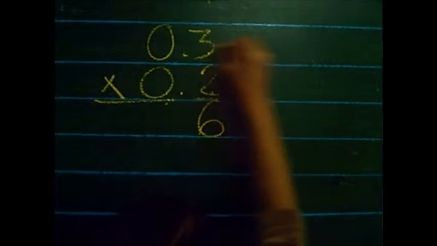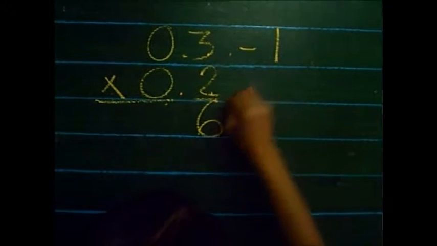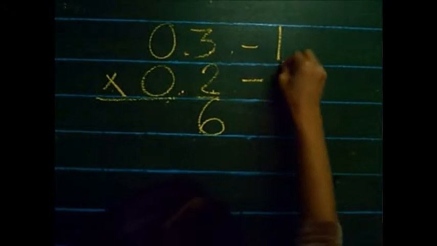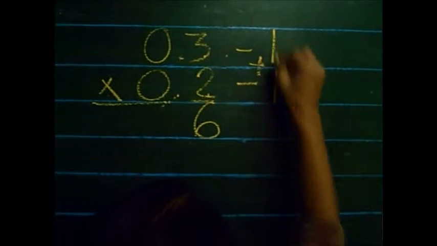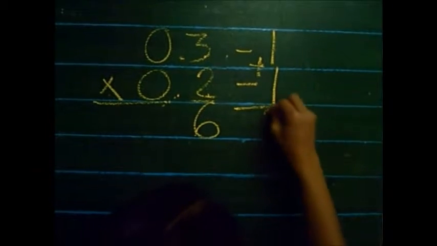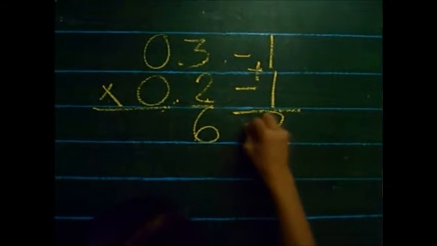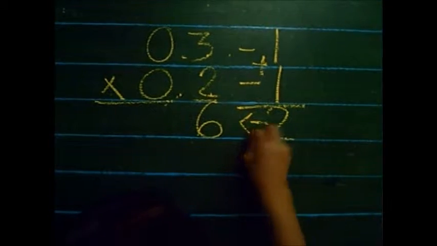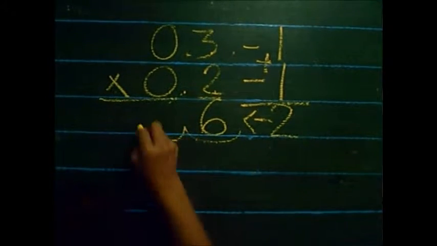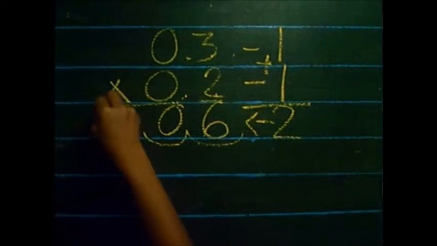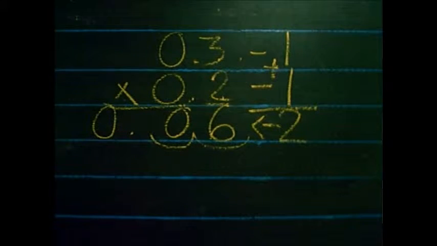Let us count the number of decimal places in the multiplicand. There is only 1. In the multiplier, there is again 1. We get a sum of 1 and 1, that is 2. This means that the product must contain 2 decimal places. We just move the decimal point 2 places to the left. The product is 6 hundredths. The area of the rectangular park is 0.06 square kilometer.